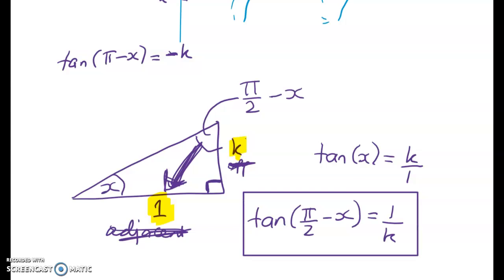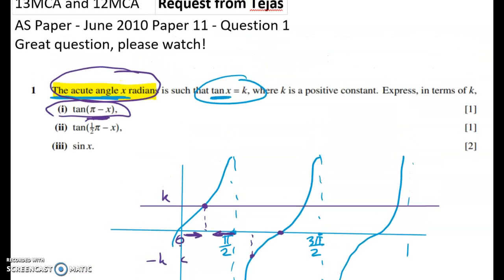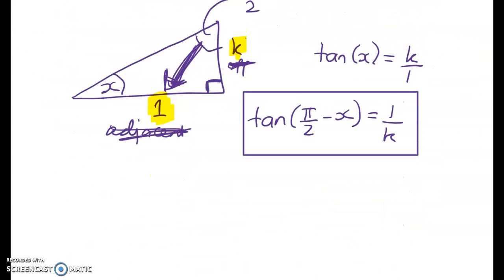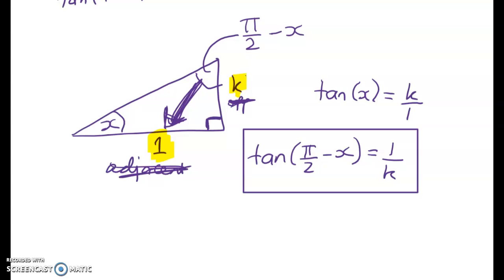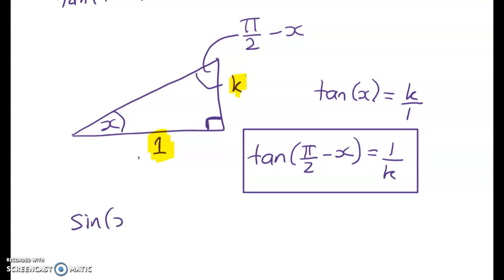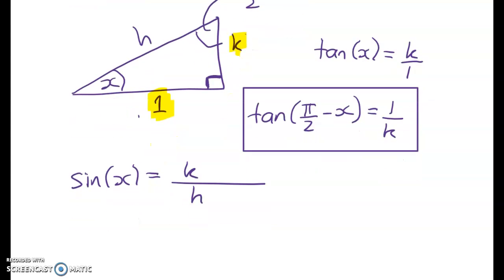Right, now that's going to help me with the last question, where we're asked to find sine of x. Again, we can use the right angle triangle. I'll just get rid of some of this. And sine of x is the opposite over the hypotenuse. So sine of x is going to equal k divided by h. And we can use Pythagoras to find that value. So sine of x is equal to k divided by the square root of 1 plus k squared.